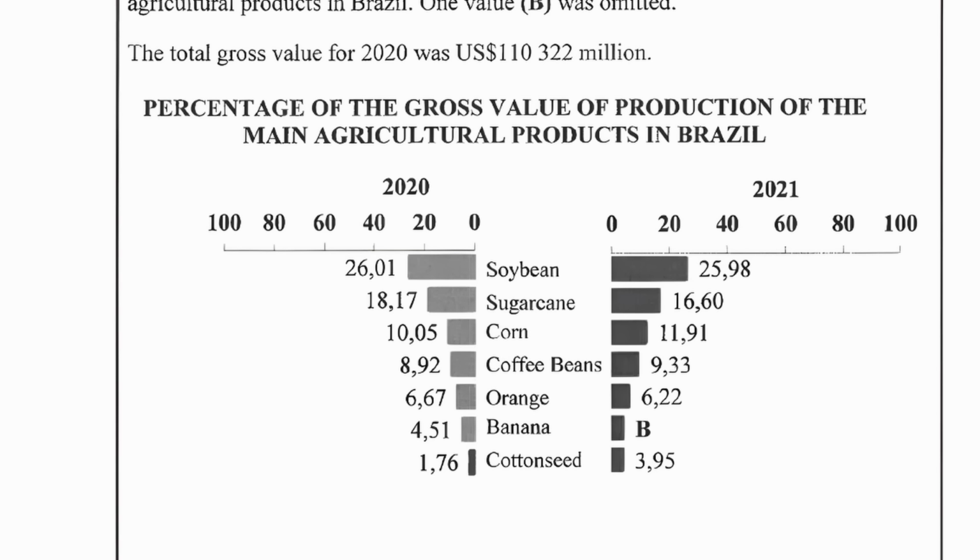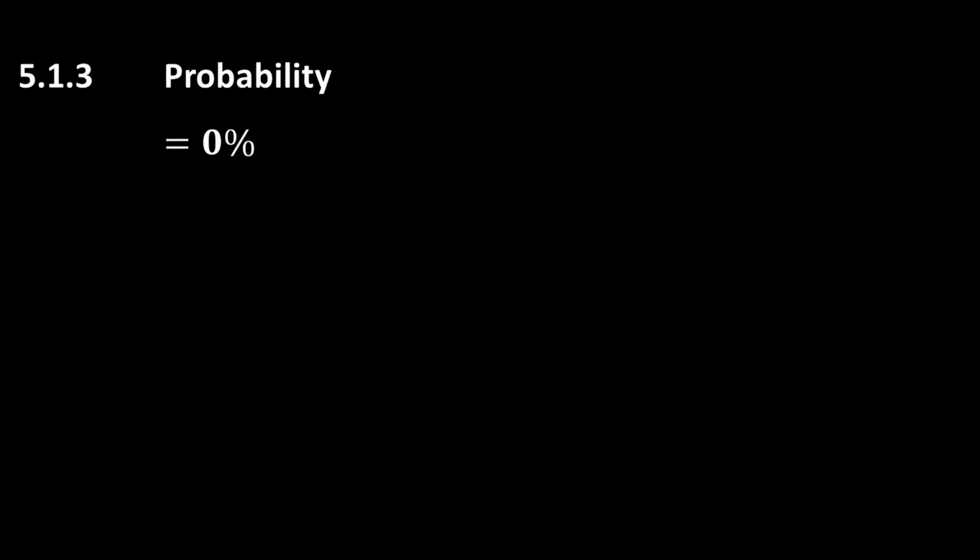In question 5.1.3, you have to determine the probability of randomly choosing potatoes as an agricultural product from the data given. Since potatoes are not listed in the bar graph, the probability of randomly choosing potatoes as an agricultural product from the data given is 0%.